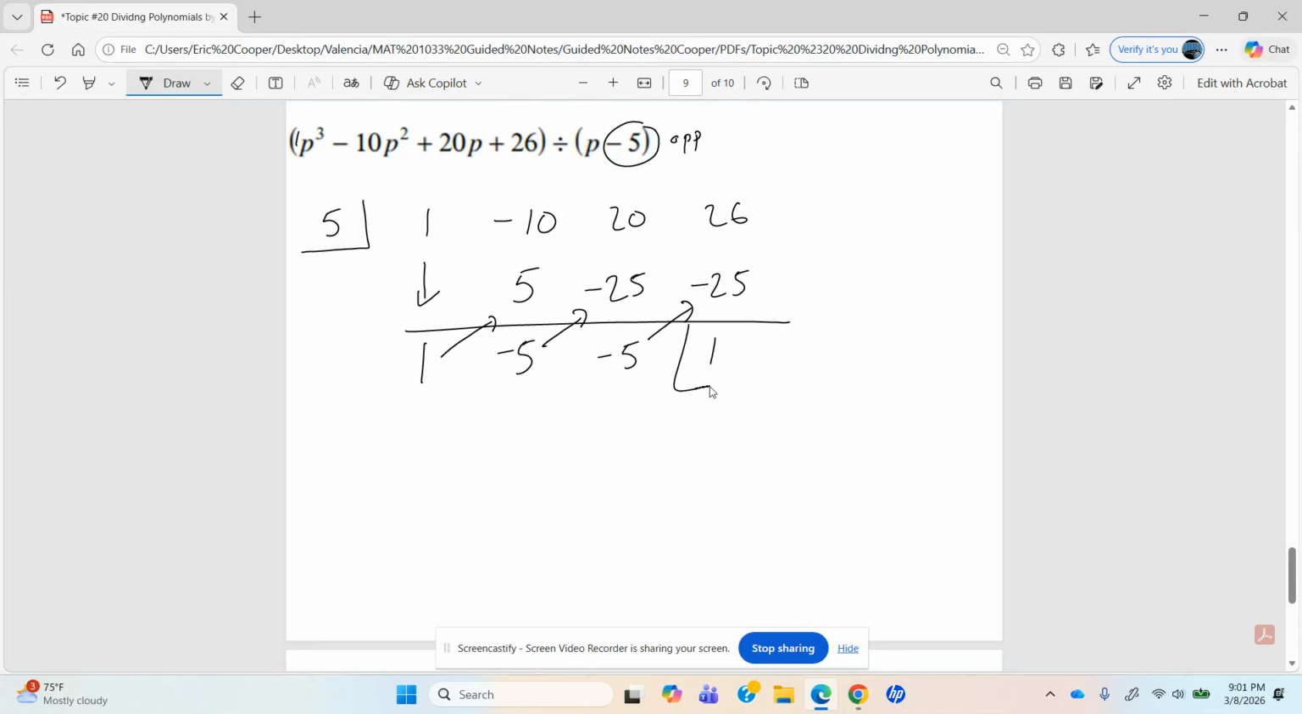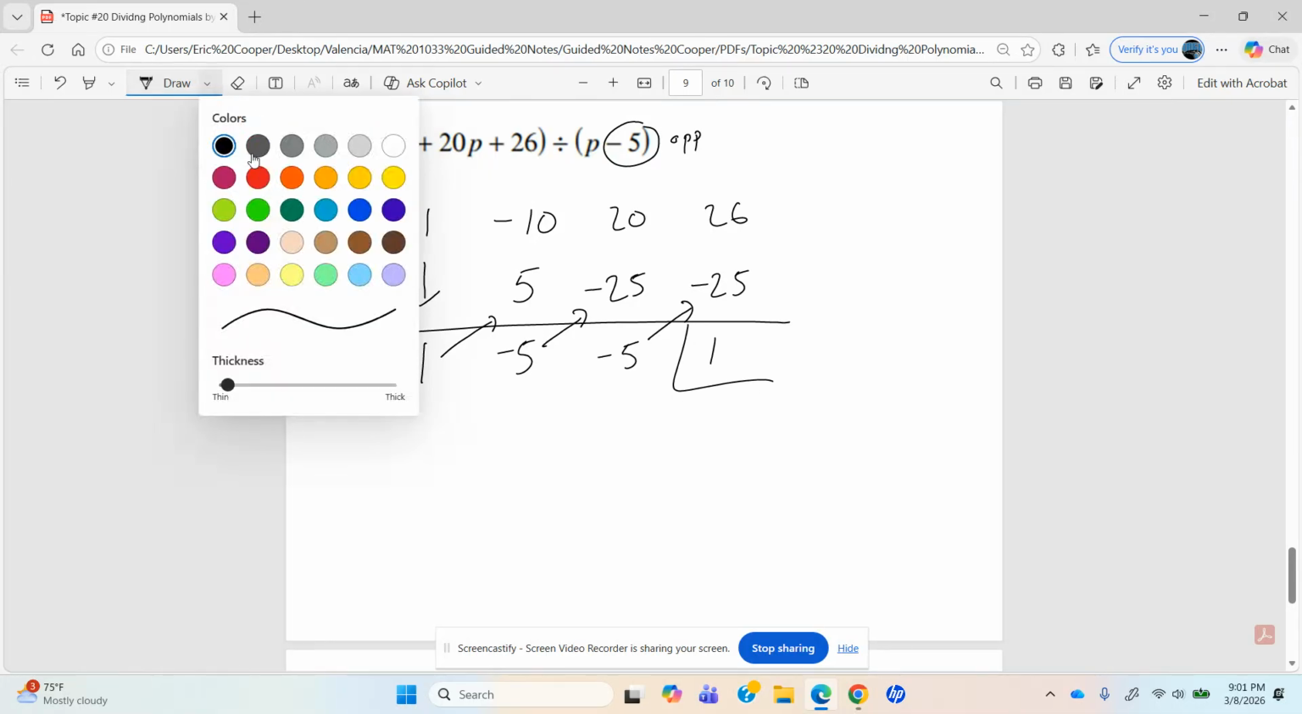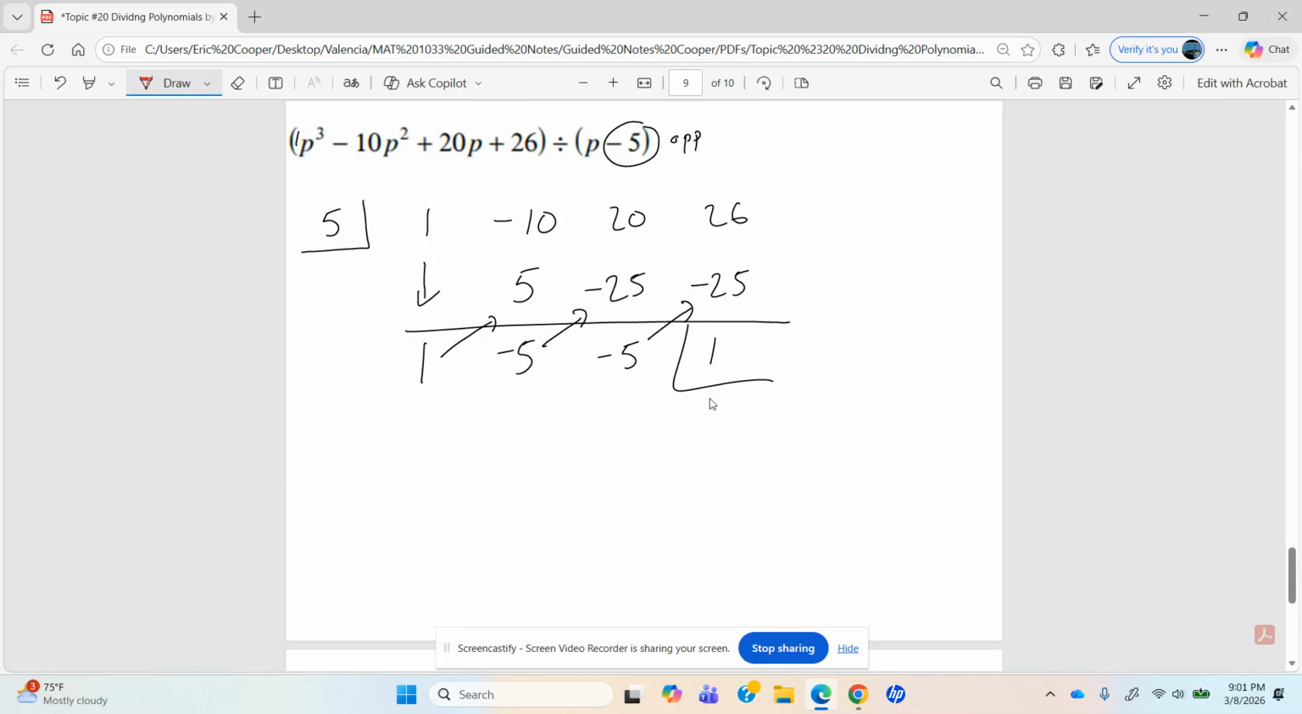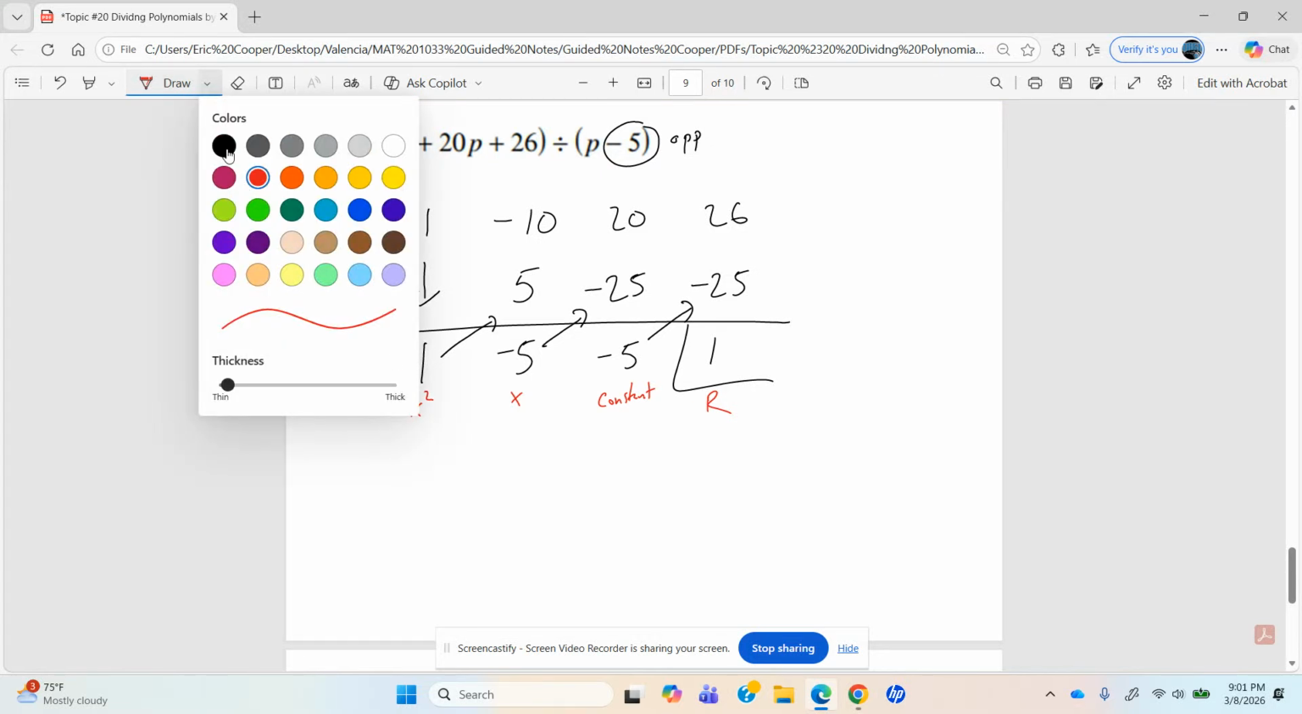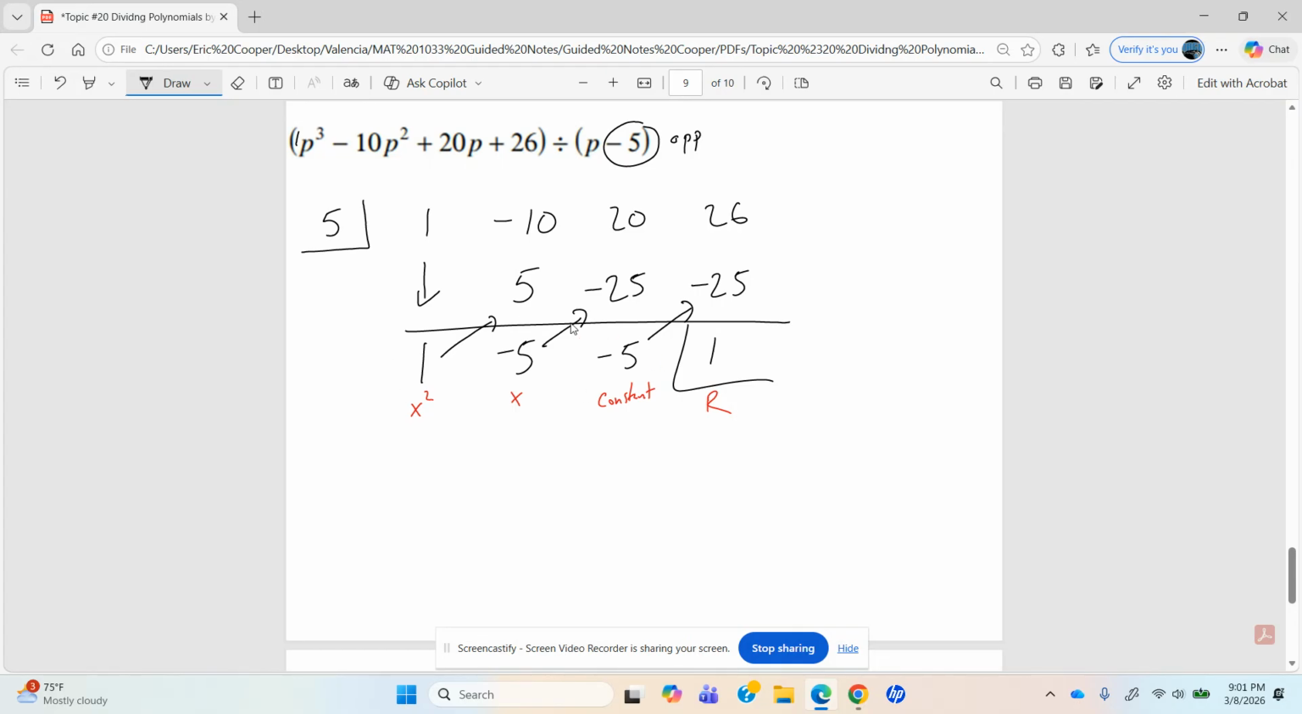Since there's nothing else left, this becomes my box. So again, this is my remainder. This tells me we did this. This does not go evenly into this. We're going to have some sort of remainder. This ends up being my constant. This will end up being x, and this will end up being x squared. And essentially, these numbers become the coefficients in front.